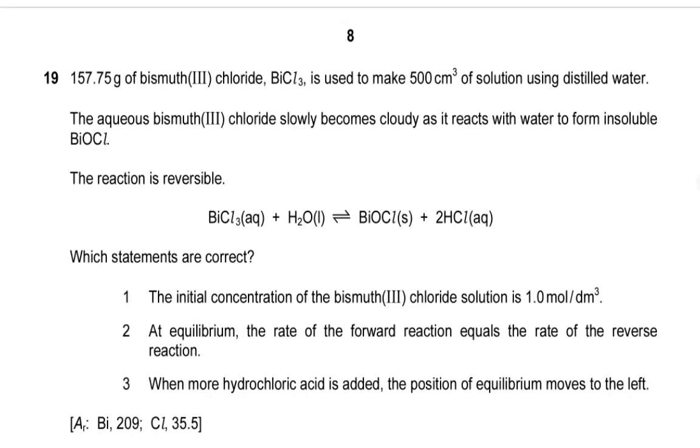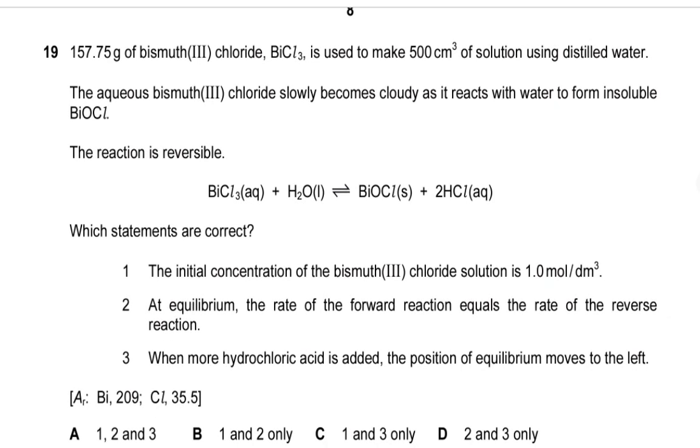157.75 grams of bismuth chloride, again a moles type question. This paper is full of calculation questions. Bismuth chloride is used to make 500 centimeter cube solution using distilled water. The aqueous bismuth chloride slowly becomes cloudy as it reacts with water to form insoluble BiOCl. The reaction is reversible. Which statements are correct? For this, we have to calculate the initial concentration of bismuth chloride.